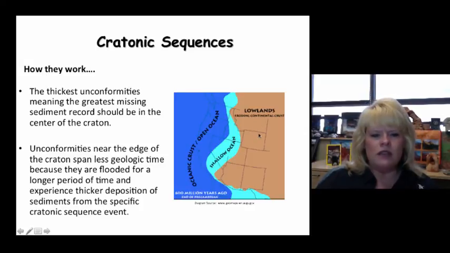So unconformities near the edge of the craton span less geologic time because they are flooded. You don't usually see unconformities over here. You see them in the middle of the craton.